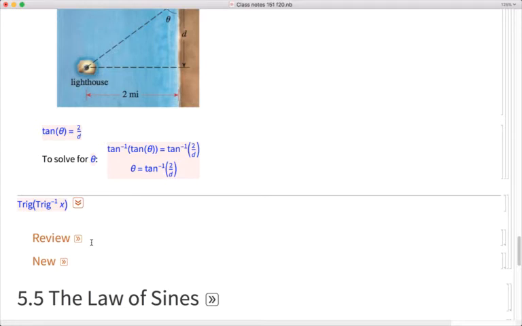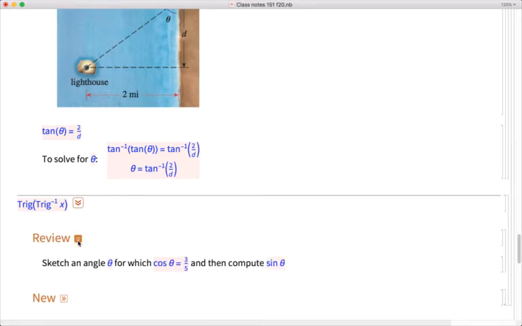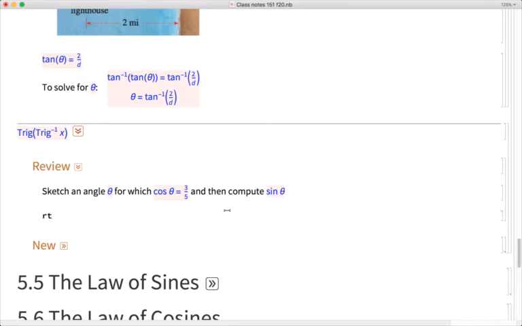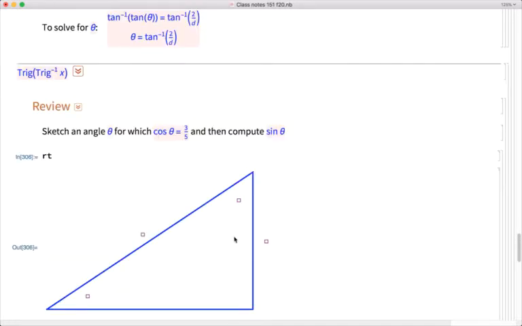We're going to compute the trig of an inverse trig. So an example might be the cosine of the inverse sine, or the sine of the inverse tangent. To do that, I'm first going to do a quick review about a problem we've done in the past. We're going to sketch an angle whose cosine is 3/5 and then compute the sine of that angle. So let's see if I can do that successfully.